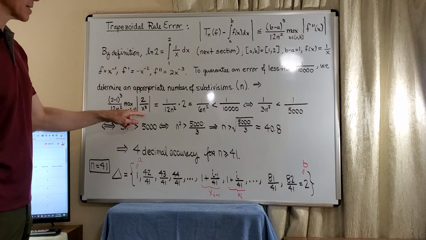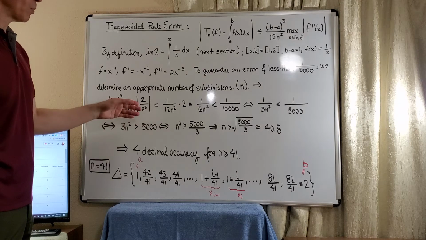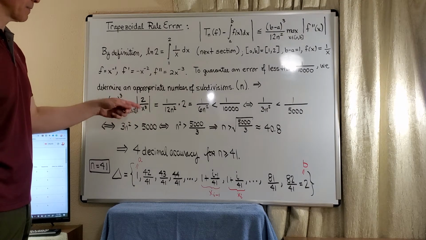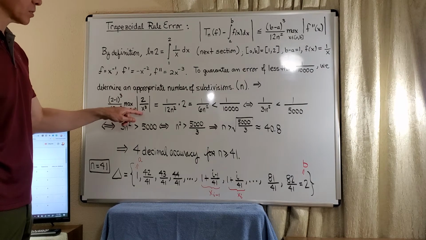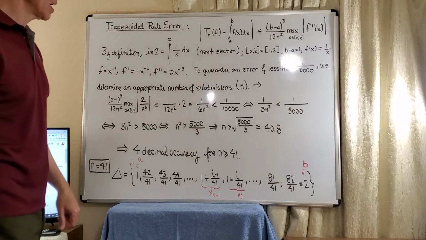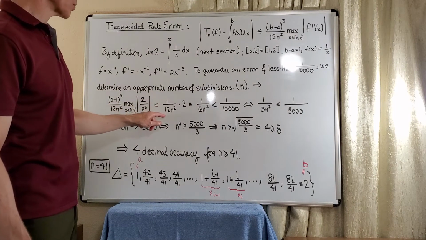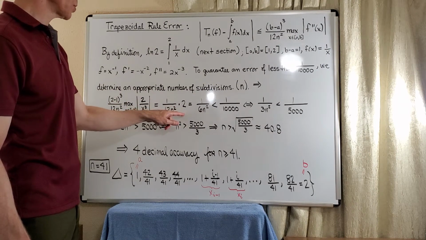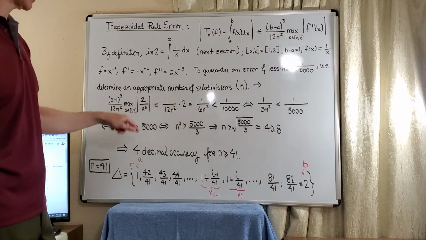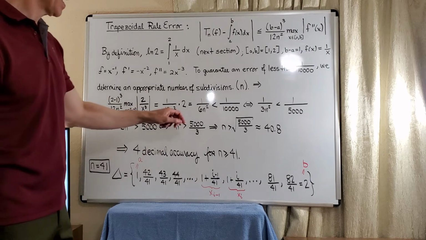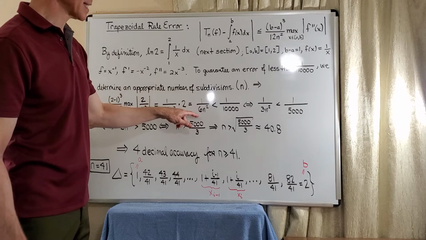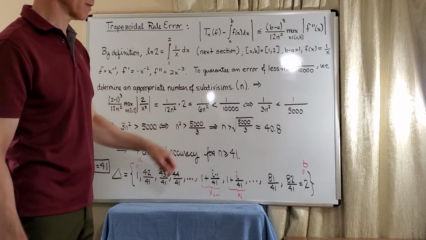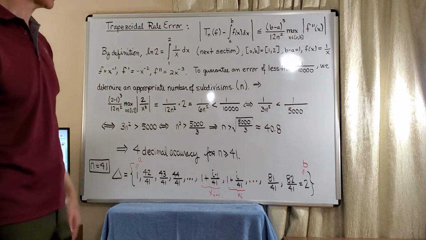Well, this is a decreasing function, so it will be maximized when x is smallest, so when x is 1. So what we have here is 1 over 12n squared times 2. That is, when x is 1, we get 2 as a maximum. And as you reduce this, we want 1 over 6 times n squared to be less than 1 over 10,000. So this is elementary.